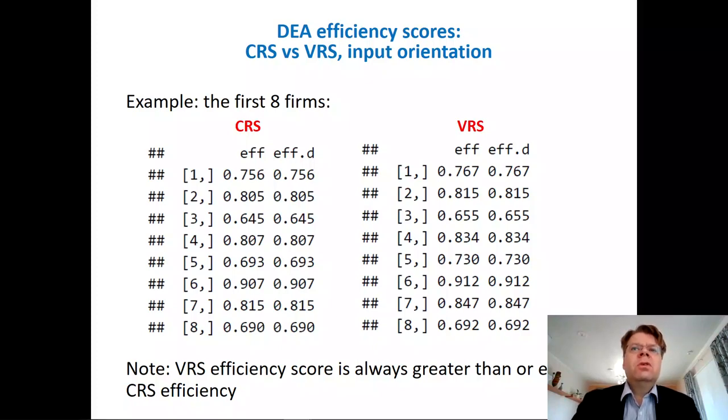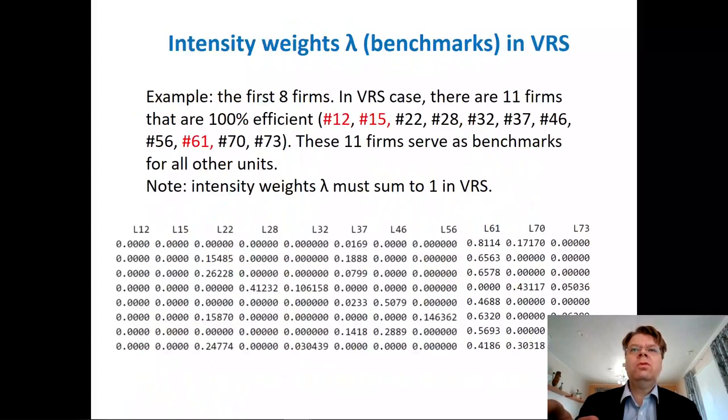And if you compare the efficiency scores, then notice that they are rather similar both in CRS and VRS, but this variable returns to scale VRS on the right hand side always gives a slightly higher efficiency score than the CRS. And this is a general property of DEA. So the variable returns to scale efficiency score is always at least as high as, or greater than, the CRS efficiency score. We will see later in this course why that is the case, but you can already see that from the empirical results.